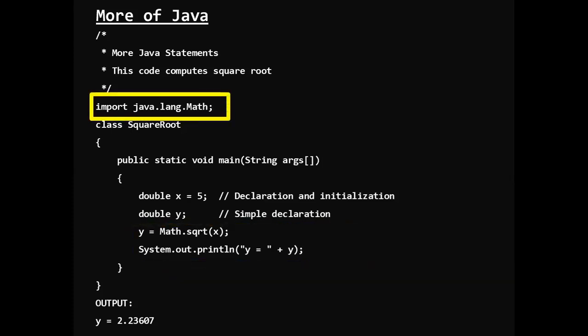Use of math functions. Note that the first statement in the program is import java.lang.Math. The purpose of this statement is to instruct the interpreter to load the Math class from the package lang. This statement is similar to the #include statement in C. Remember, the Math class contains the sqrt method required in the program.